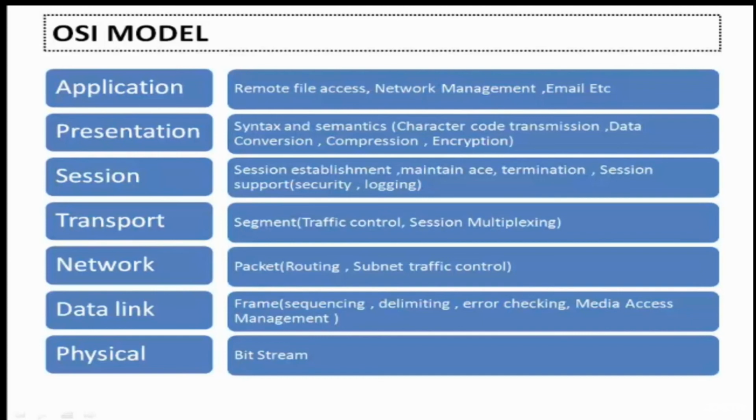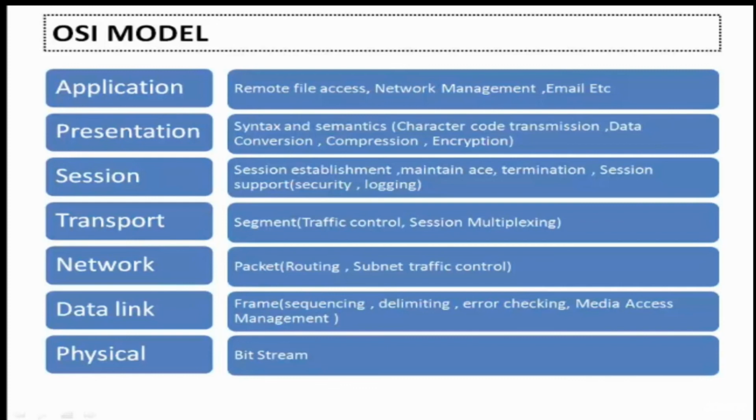The next layer is the presentation layer. This presentation layer is associated with syntax and semantics. It is also responsible for character code transmission as well as data conversion. Here, it is also responsible for compression and encryption. The next layer is the application layer. The application layer, as we discussed in TCP/IP, is responsible for remote file access, network management, email, and other things like SMTP protocols are also used over here.